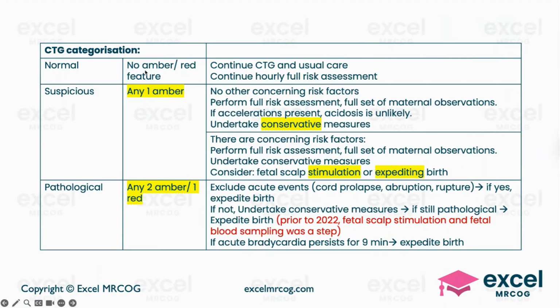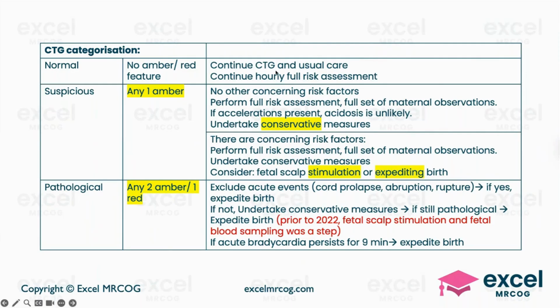Essentially, no amber or red feature is normal. Any one amber feature is suspicious. This much, if you remember, then the other two are simple. Okay, nothing means normal, and one amber. So more than one amber is pathological, or one or two reds is pathological. Okay, so very easy to understand, and this is the new NICE guidance with respect to each one of them. I put them in a table so that it is very easy to remember and understand.